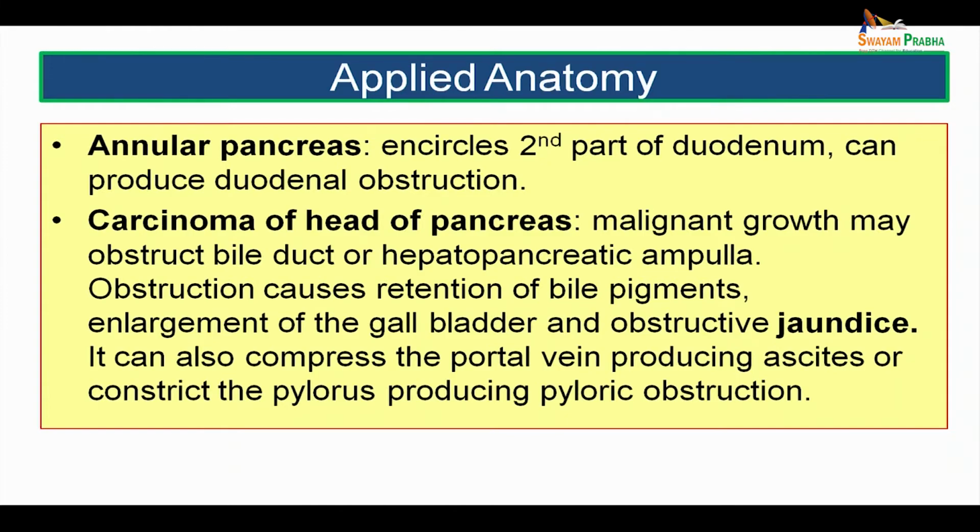It will then compress the portal vein, producing signs of ascites, or collection of fluid in the peritoneal cavity. It may also constrict the pylorus, producing pyloric obstruction. So, this explains the various symptoms which were seen in the case scenario of carcinoma of the head of the pancreas.